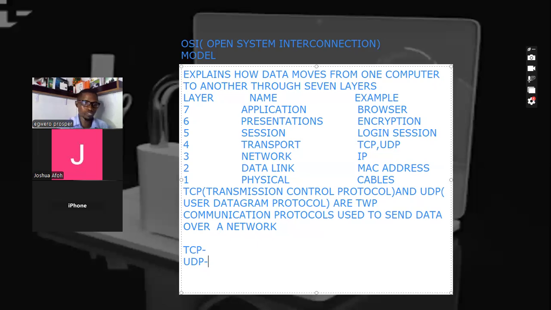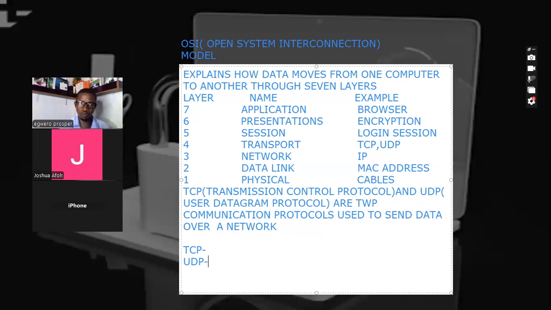No setup before sending. You see it now? No, that's the meaning of what? Connectionless. No setup before sending. That is the first characteristic of what? UDP. Number two, faster than TCP.